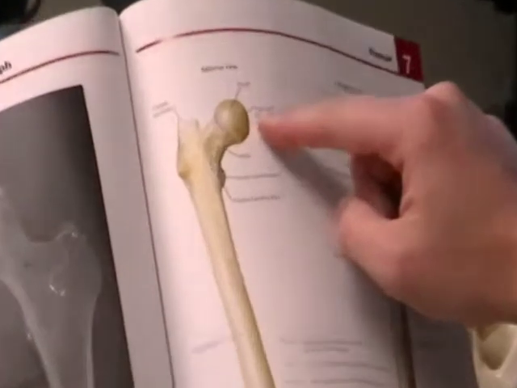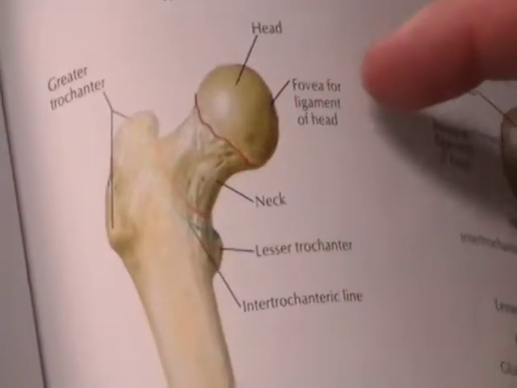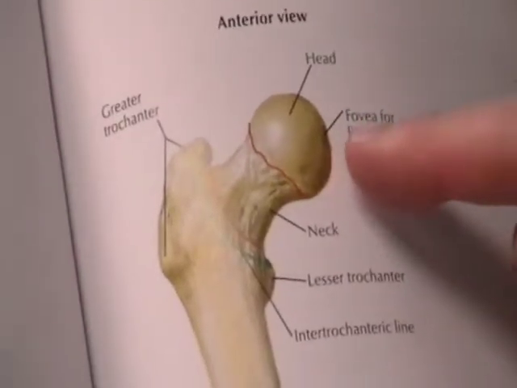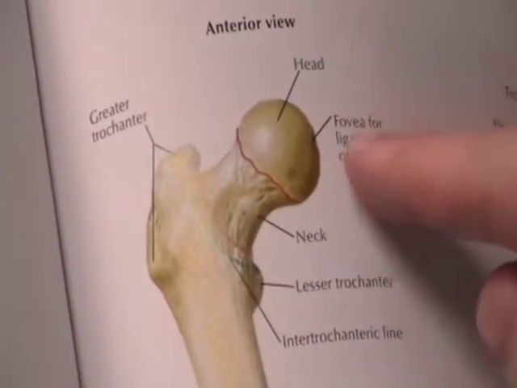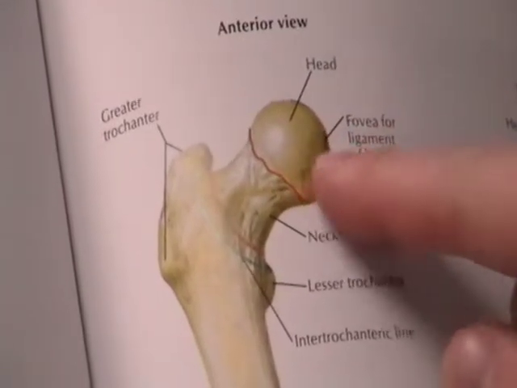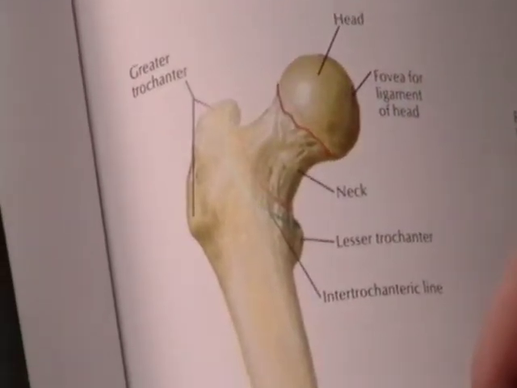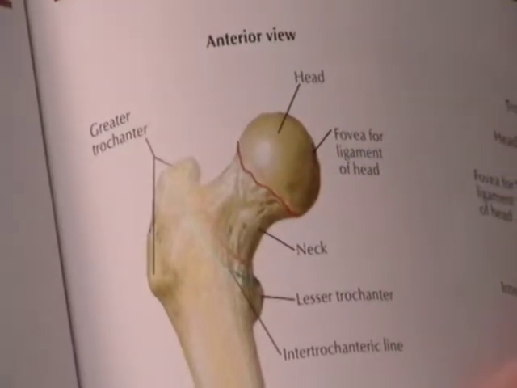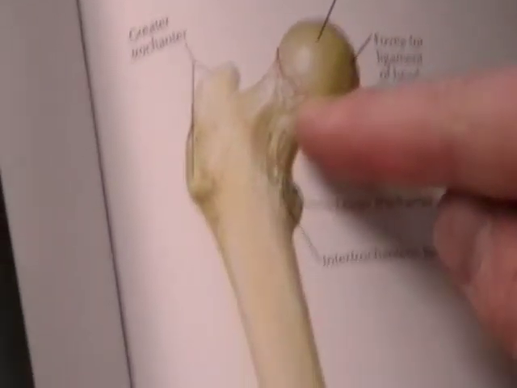Now, a fovea is a pit. Basically, here there's a little ligament called the ligament of the head of the femur that helps attach the head of the femur more securely into the acetabulum of the hip. So that's the fovea capitis, to be specific. And now we have the neck of the femur.